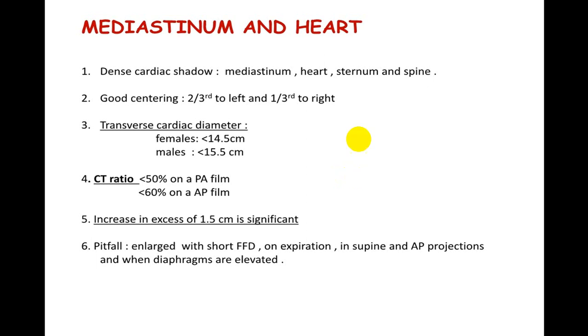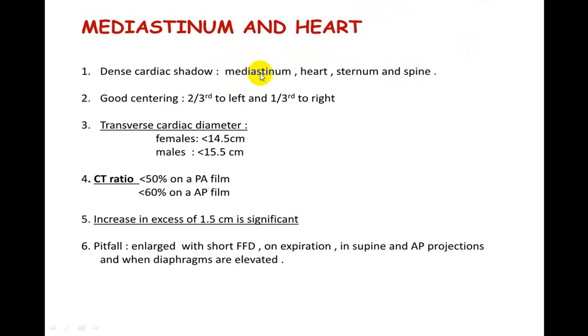All these structures will produce a dense shadow, consisting of the cardiac shadow, which we call the cardiac silhouette. Because of the sternum and spine, in an AP or a PA view, it will be extremely difficult to separate them out. And in the upper part, you will have a portion which we usually call the superior mediastinum.